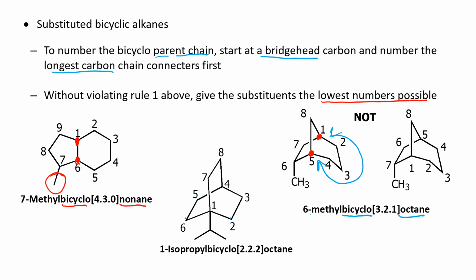If I count around starting at this carbon, I get 1, 2, 3, 4, 5, 6. So my methyl is on a 6. But if I started at the other bridgehead counting around the longest path, I'd have a 1, 2, 3, 4, 5, 6, 7. So a 6-methyl beats a 7-methyl. Therefore, I number in this fashion.